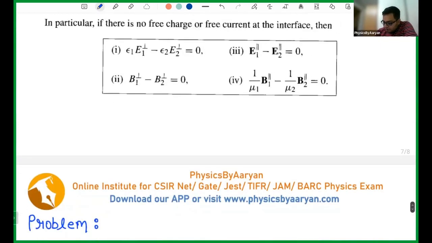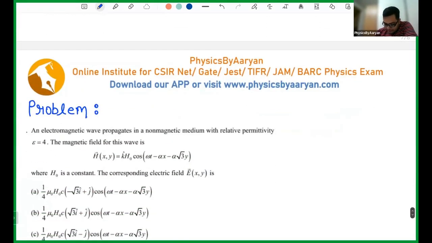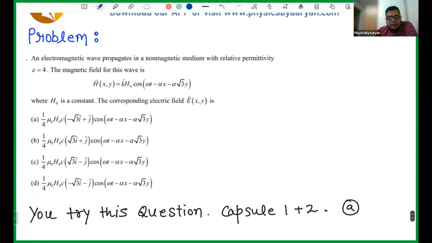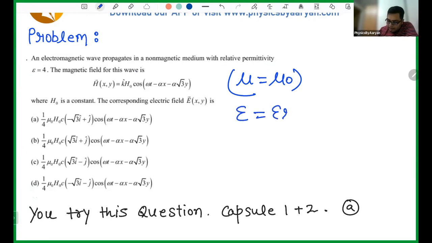Okay. So I want to discuss one question before I end this lecture. You have an electromagnetic wave and it is propagating in a non-magnetic material. Non-magnetic material means that mu is equal to mu naught. However, it has a relative permittivity, which means it is in a dielectric material, and epsilon is equal to epsilon r into epsilon naught, and epsilon r is given to you as 4. So epsilon is 4 epsilon naught. The H vector is given to you and they are asking what is the electric field.